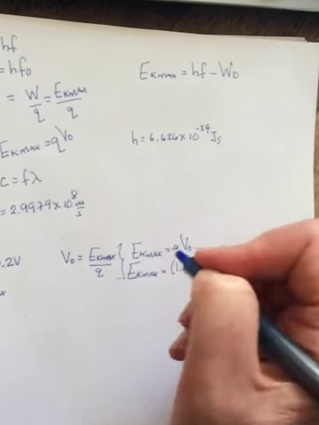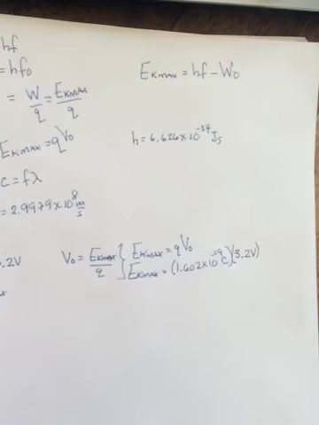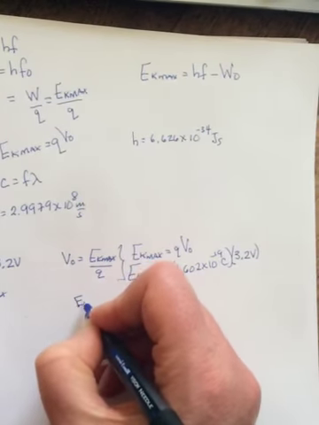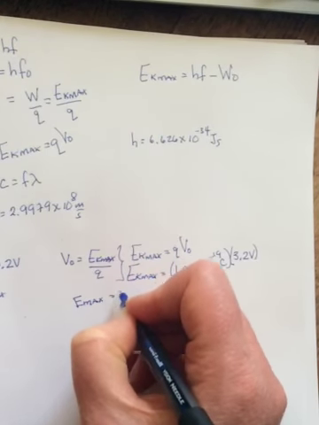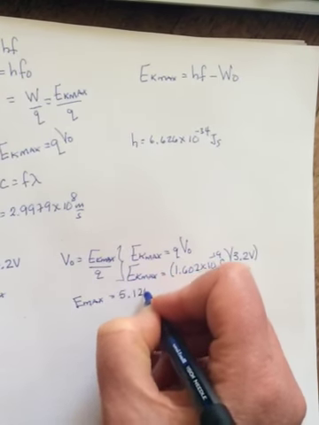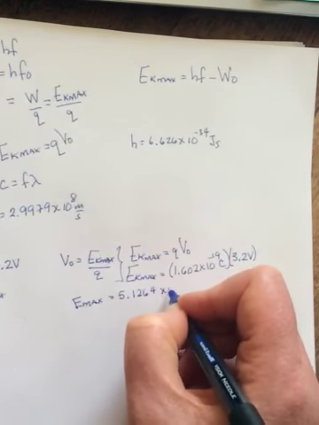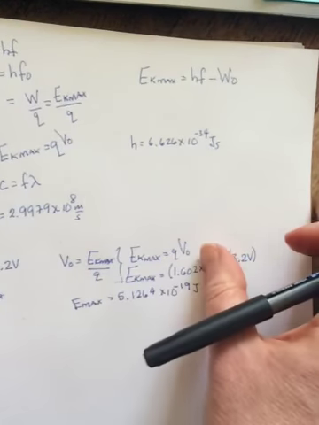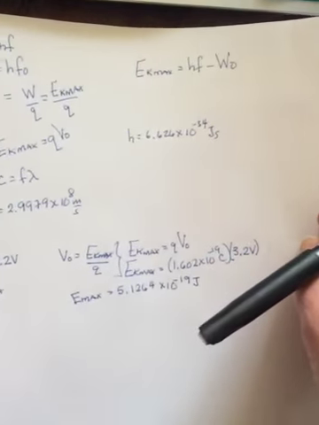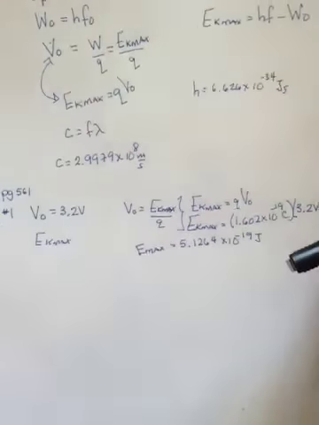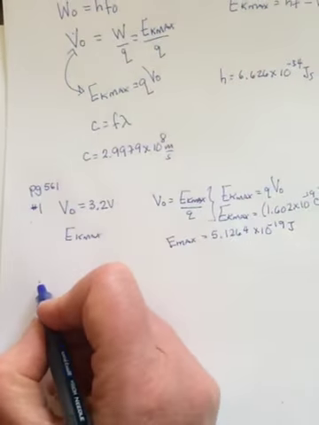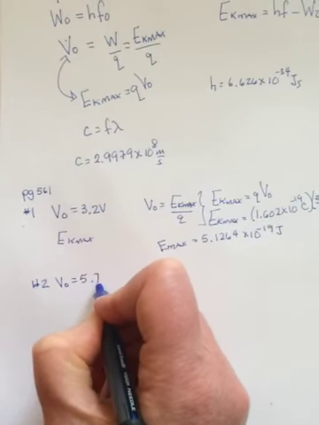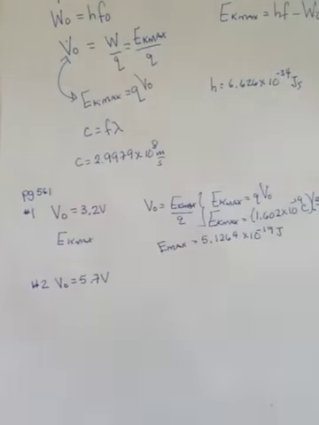The negative would just mean that the field wanted to do the work instead of you having to work on it. So when you multiply these together, you get an EK max of 5.1264, and there's other digits, times 10 to the negative 19, and that is joules. So number 1. Number 2, stopping potential for a photoelectric cell is 5.7. So number 2, VO is 5.7 volts.